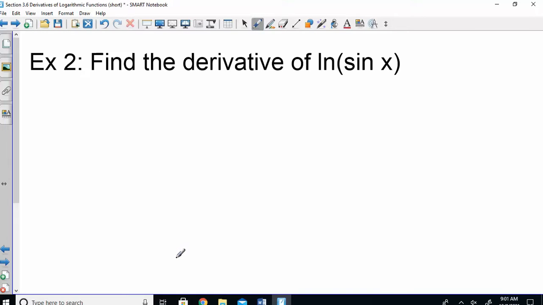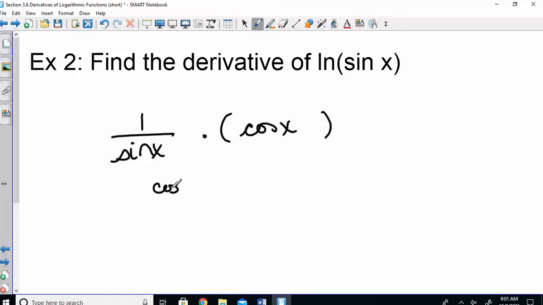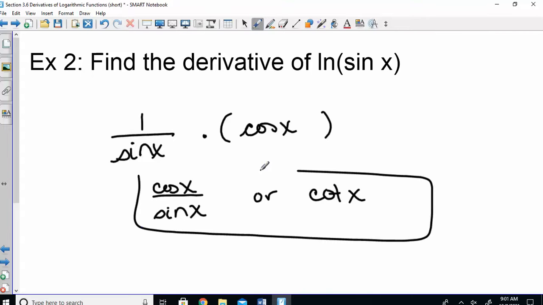I want the derivative of the natural log of sine x. So the derivative of a natural log is 1 over the argument. We have to do the chain rule. What is the derivative of sine? Cosine. So we get cosine x over sine x. Or what is cosine over sine? Cotangent x.